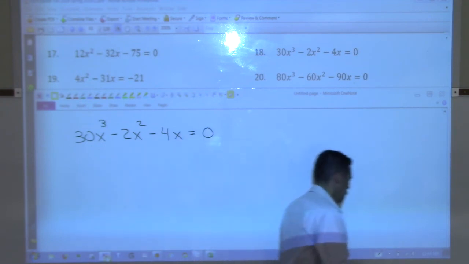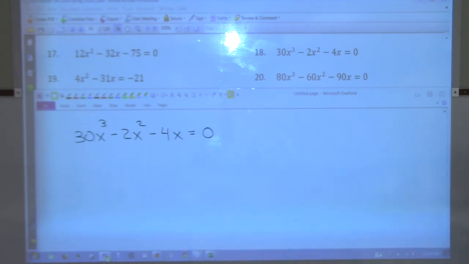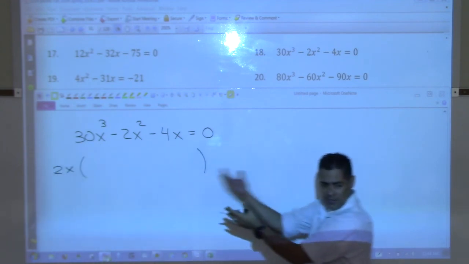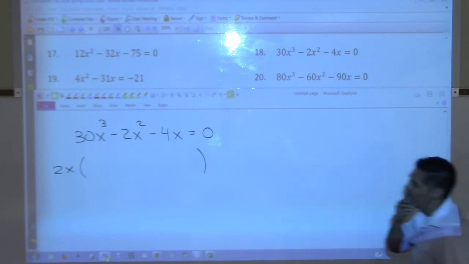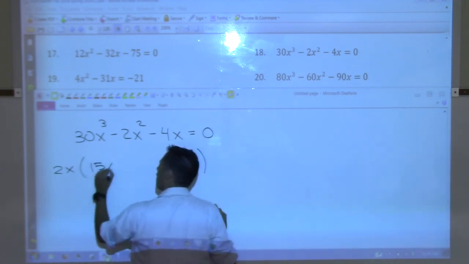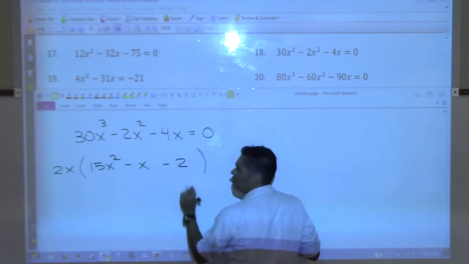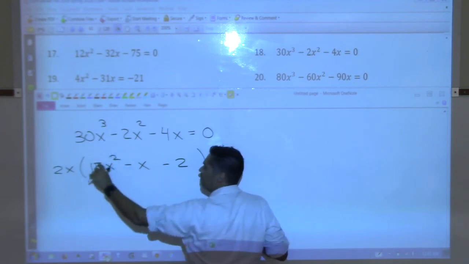All right, everyone ready? So you find the GCF first, and 2x. Okay, so when I pull 2x, big parentheses here for plenty of space, right? What goes in there? 15x squared minus x minus 2. Good, so we've pulled 2 from each of these, right?